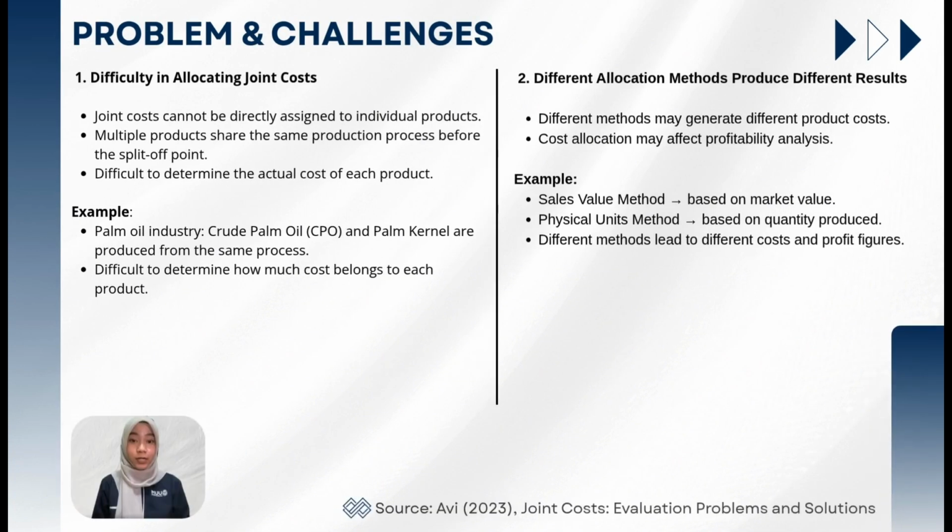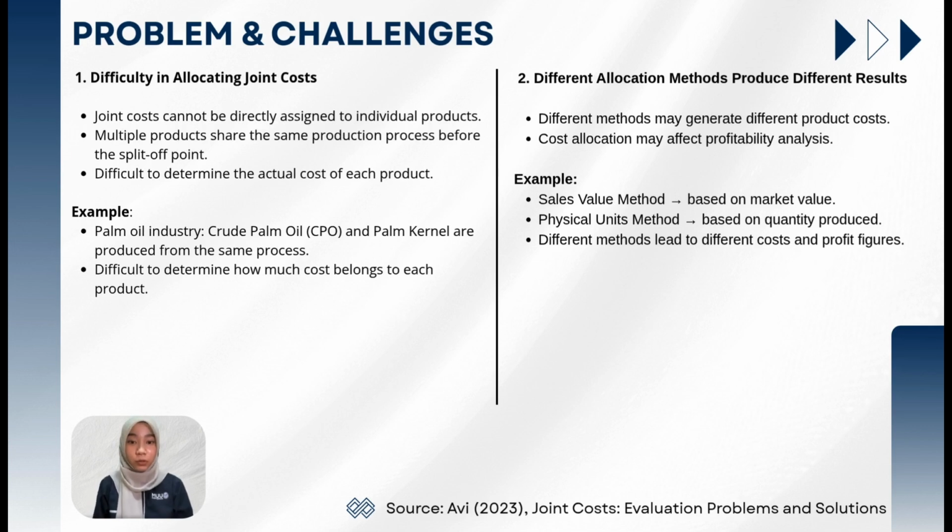Now, let's start with some of the main challenges of joint products. One of the biggest challenges is allocating joint costs accurately. According to Avi 2023, it is difficult to assign joint costs objectively to individual products because several products are produced together through the same production process before reaching the split-off point.